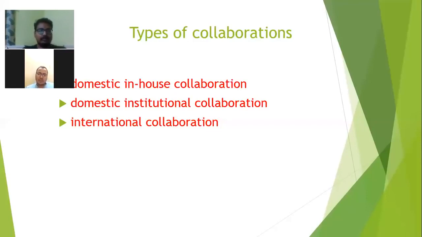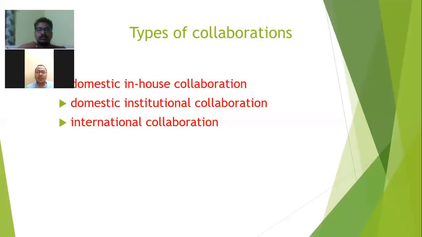Ranjan? Yes, what you said is completely right. Particularly in domestic in-house collaboration, what happens in any department, you can consider mechanical, you can consider management, computer science, every department has some sub-specialization.